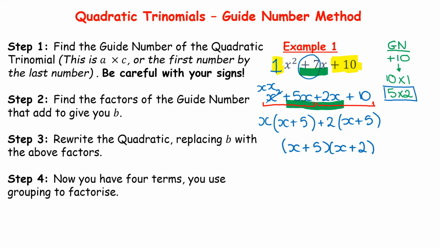And yeah, we're back to where we started with our multiplication. So this is called the guide number method. It is a direct opposite to our expanding. So step by step, the key is remembering the guide number, what it is, and then how do we pick the right factor pair. How do we know 5 and 2 were the right factor pair? It's because they added up to give me 7.